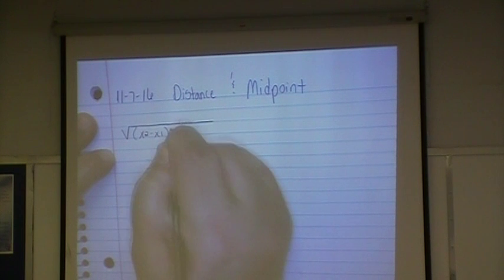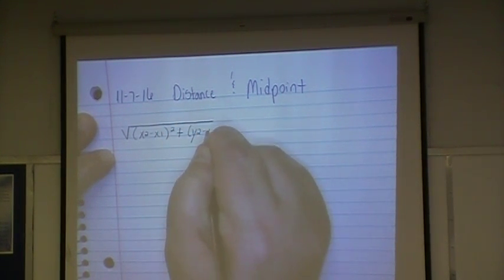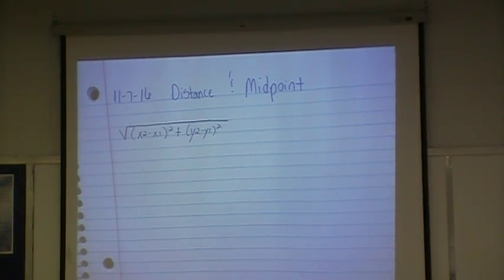x2 minus x1 squared plus y2 minus y1 squared. And all of that is under the square root sign. You will be working with the calculator in a little bit, not right now.